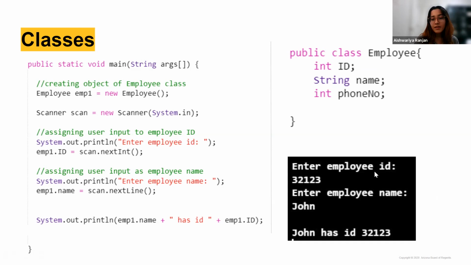When I run the program, it will prompt me to enter an employee ID, which I did over here. Then it prompted me to enter employee name, which I did. And then it returned this. It remembered that employee1 has this name, employee1 has this ID. So John has ID, whatever.